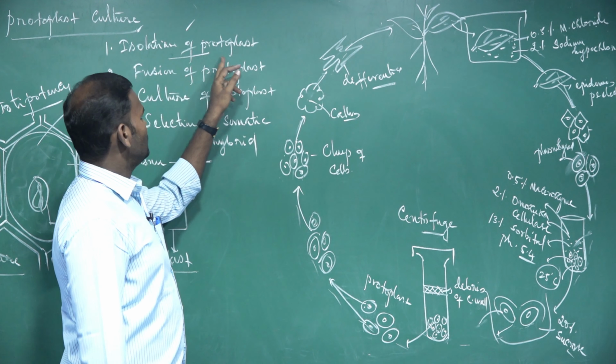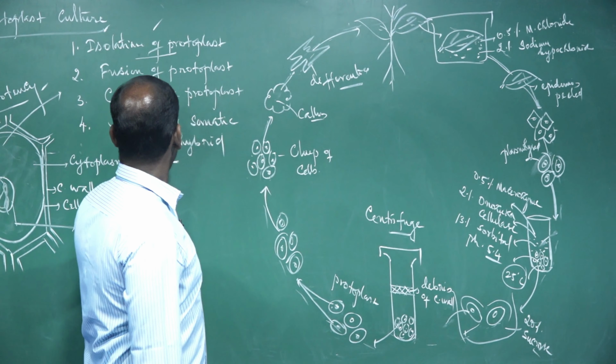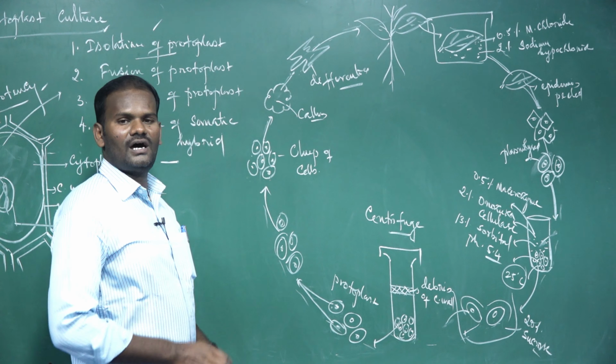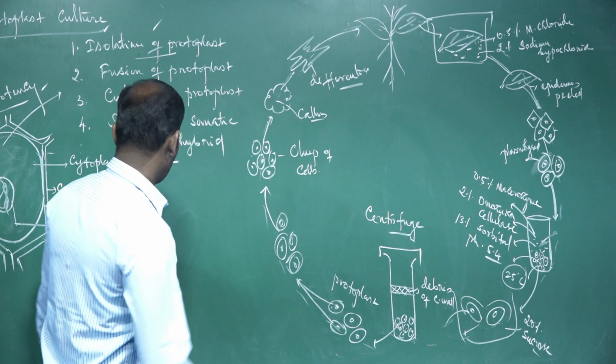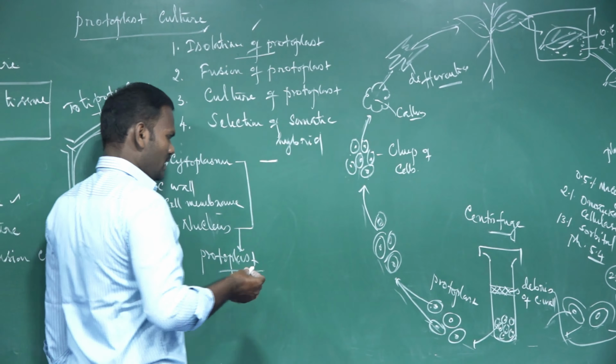First step is isolation of protoplast. The second is fusion of protoplast. How to fuse the protoplasts? By using polyethylene glycol. The protoplasts are fused together with the help of a fusogenic agent called polyethylene glycol.